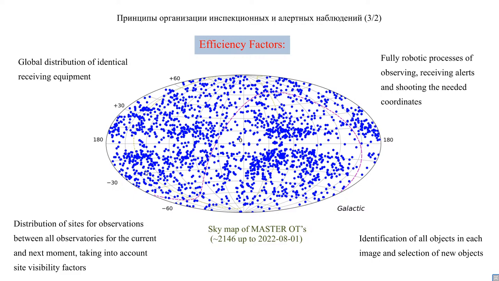The main factors for the effective registration of selected phenomena are, in short, consistently distributed identical equipment, robotization of specific observations, robotization of distributed equipment, identification of all objects, and selection of them. Here is a map of optical transients discovered by MASTER for the period from 5 April to 22 August.